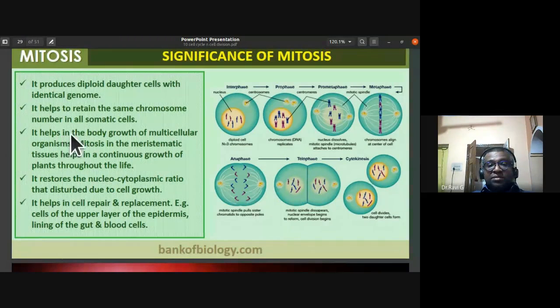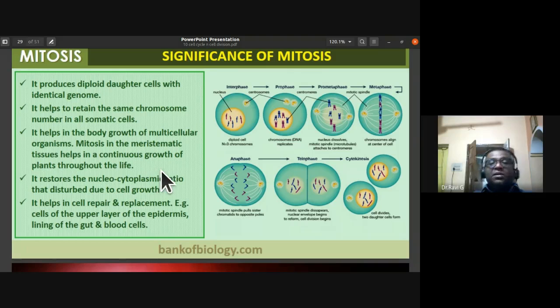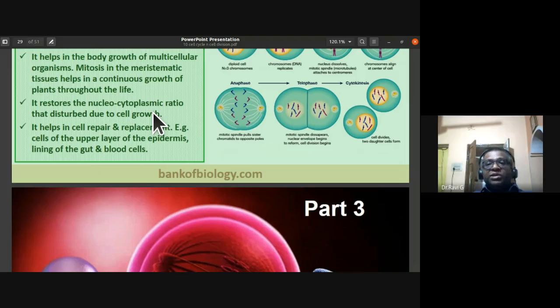Okay, the mitotic cell division helps in the body growth of multicellular organisms. Mitosis in the meristematic tissue helps in the continuous growth of plants throughout life. The meristems, apical meristem, lateral meristem, intercalary meristem, are responsible for primary and secondary growth. Whenever the nucleocytoplasmic ratio is disturbed due to cell growth, mitosis restores it.